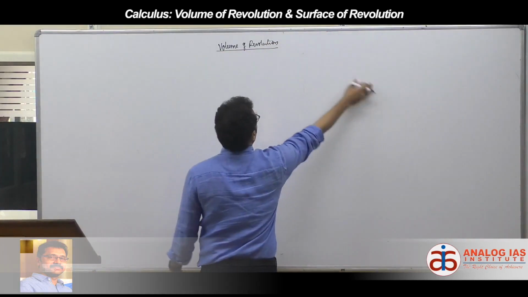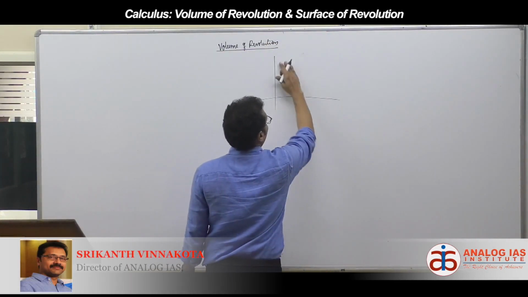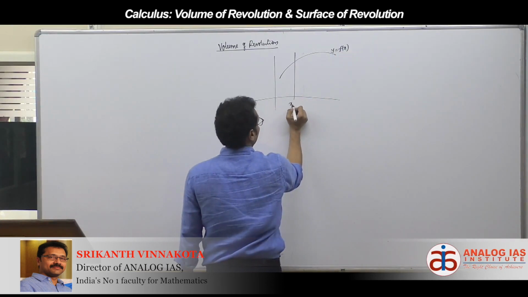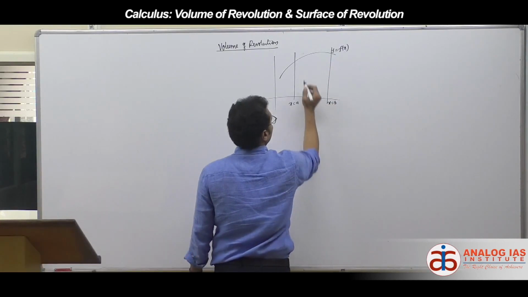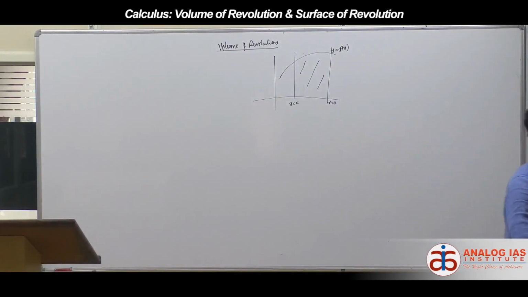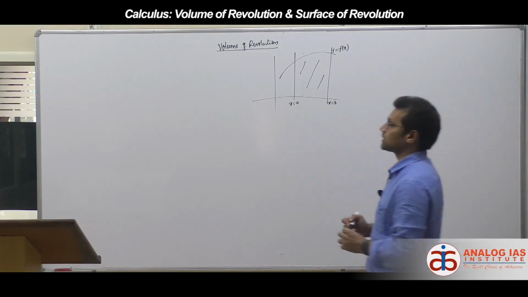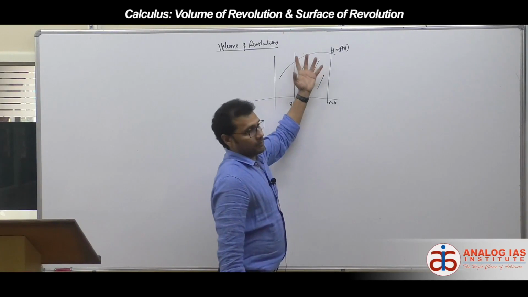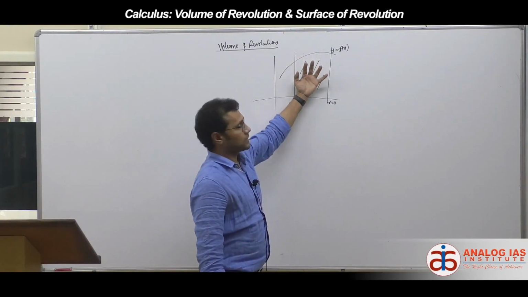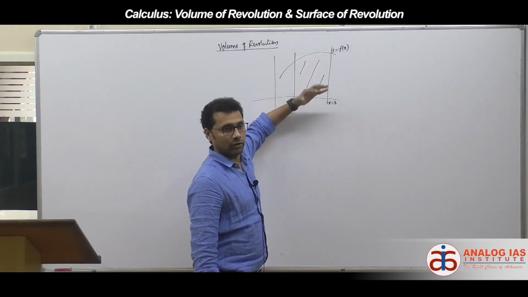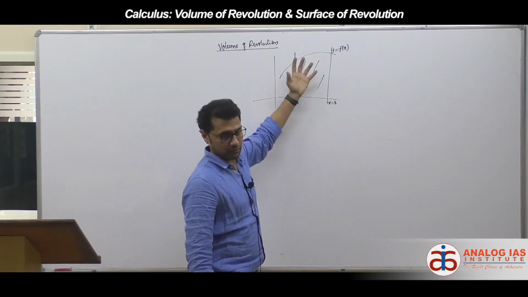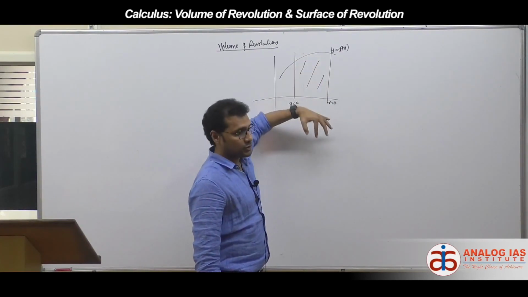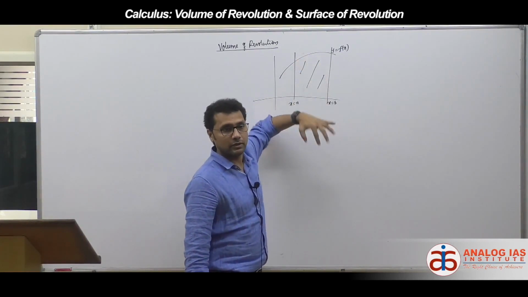Volume of revolution. What is this volume of revolution? Suppose I have some plane area included between the curves y equal to f of x, x axis, x equal to a and x equal to b. If this area is revolved about x axis for 360 degrees, it sweeps a volume called volume of revolution.